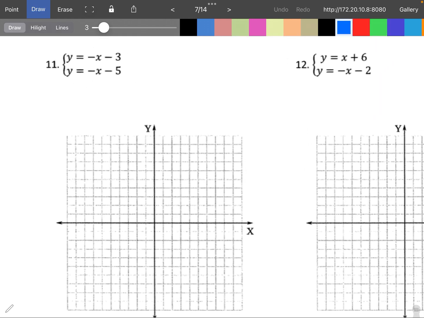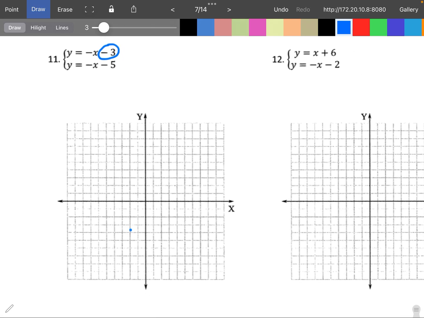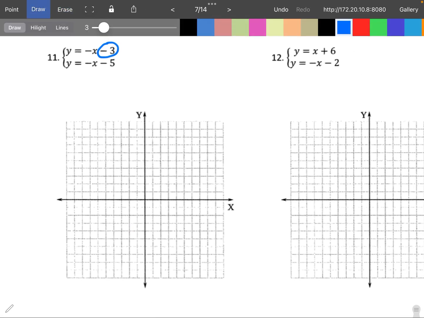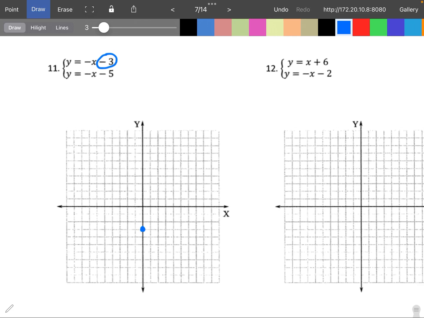So starting with that first one, we're going to start at -3 on the y-axis. So we're going to go on the y-axis down to -3. We're going to put a point right there. And then if you look in front of the x, you might not see a number, but there is a negative sign. So it's a -1/1, which means we're going down and right. Because if it's negative, you got to go down. So go down 1, right 1. Down 1, right 1.